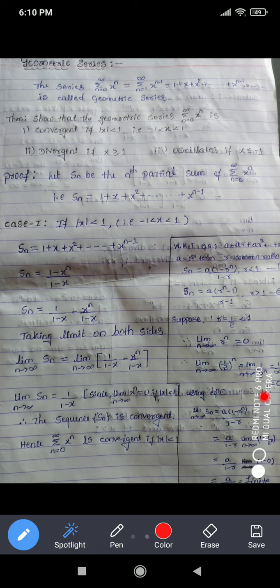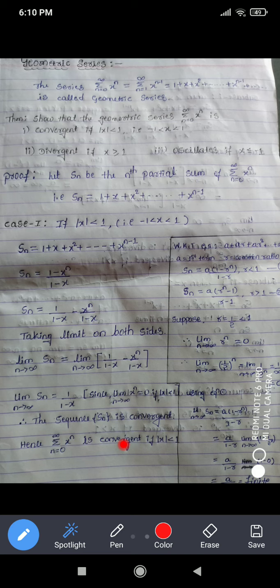So apply the limit: 1 by 2 raised to infinity. 1 by 2 raised to infinity is infinity, and 1 by infinity is 0. Okay, so here that value is 0. Then we get a finite number. The sequence Sn is convergent.